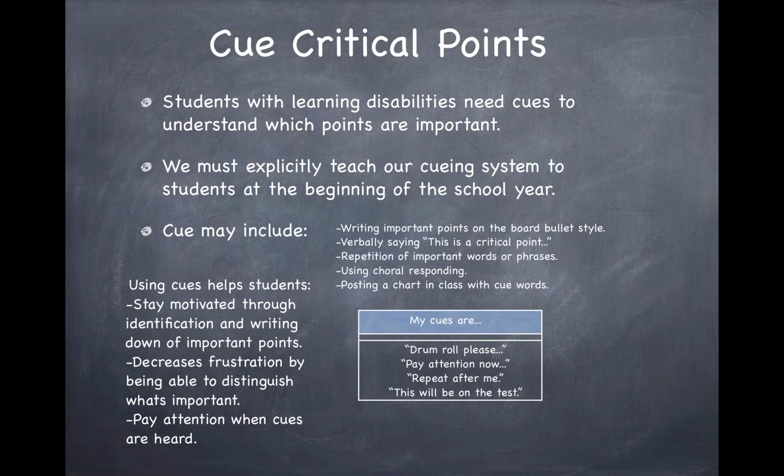Now, there are all different sorts of cues that may be used, like writing important points on the board bullet style, or verbally stating, "This is an important point." Repetition of important words or phrases, using choral responding, which means the teacher asks a question that calls for a brief response and the students answer in unison. Also, posting a chart in class with the cue words is effective, like drum roll please, pay attention now, repeat after me, this will be on the test.